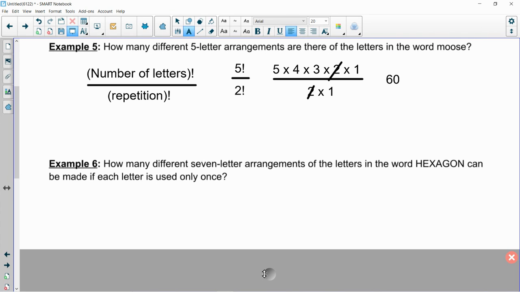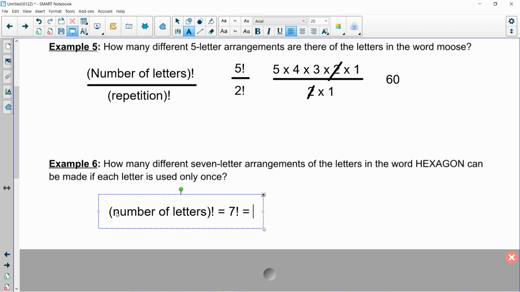There is no repetition. So with no repetition, this simply becomes the number of letters factorial. Because if we have no repetition, every letter appears only one time, so we don't need to worry about it. And in our case, hexagon has 7 letters. So 7 factorial.